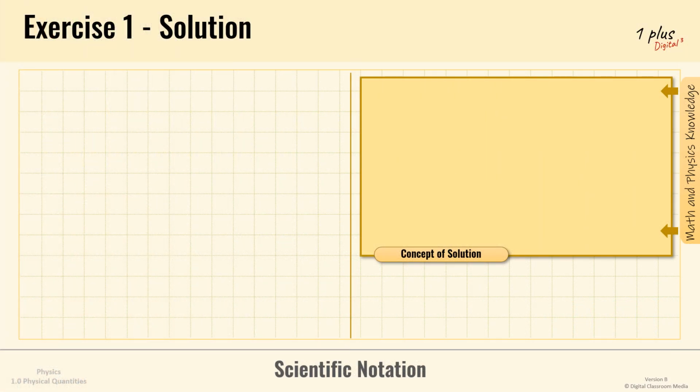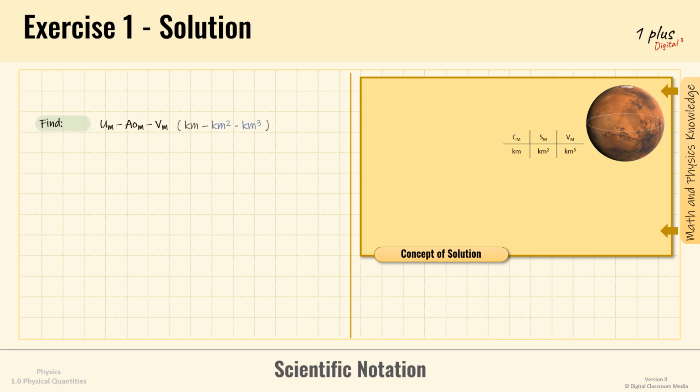Hello. Today, we will calculate approximately three important geometric quantities for a planet that repeatedly appears in the headlines. Mars. We will determine the circumference in the unit kilometers, the surface area in the unit square kilometers, and the volume in the unit cubic kilometers. For this, we may imagine Mars approximately as a sphere.